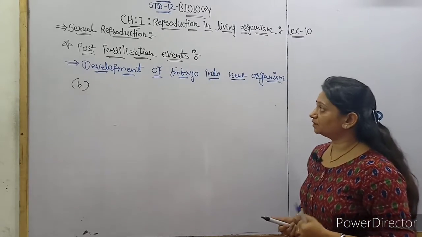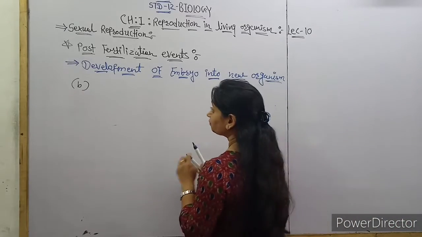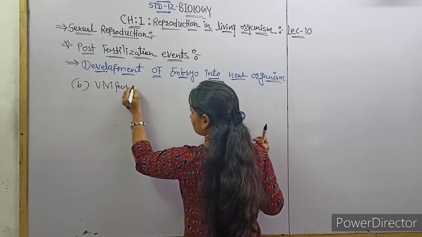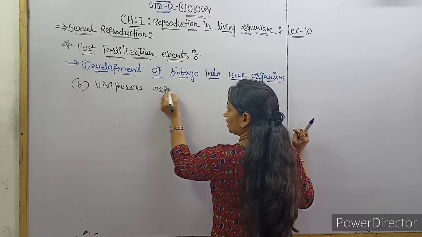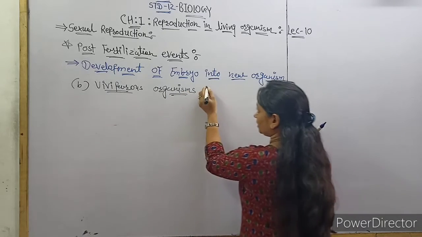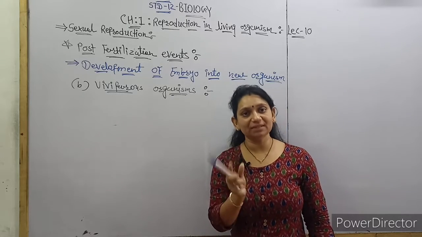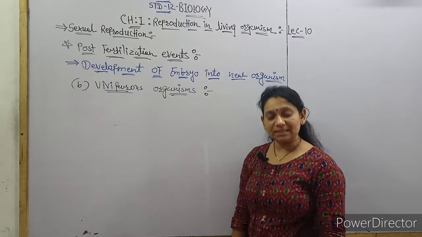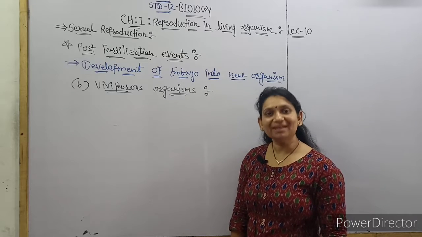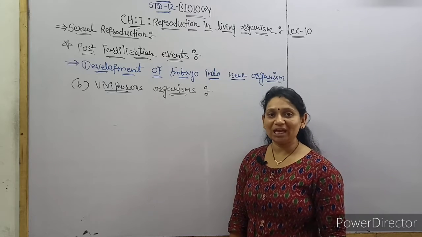Now another type of the organisms on the basis of the development of embryo is the viviparous organism. Fine, okay. These viviparous organisms, that is, the complete development of embryo occurs inside the body of the female and then the young one comes out from the body of the female by the process known as birth.